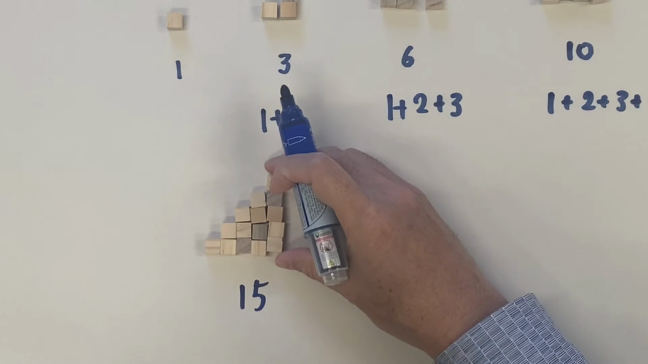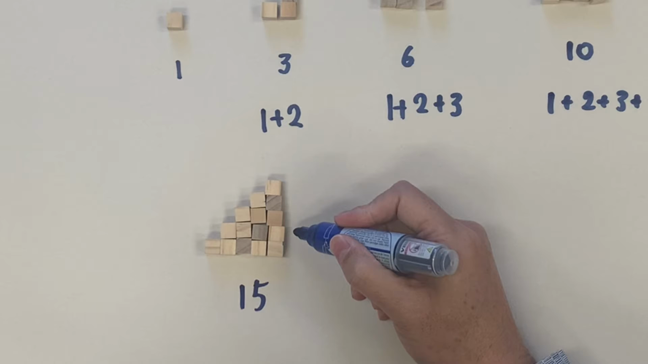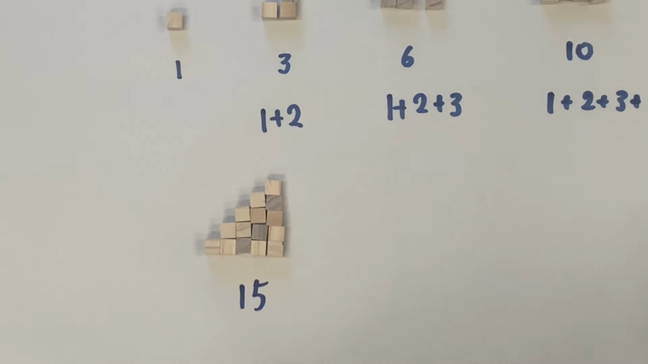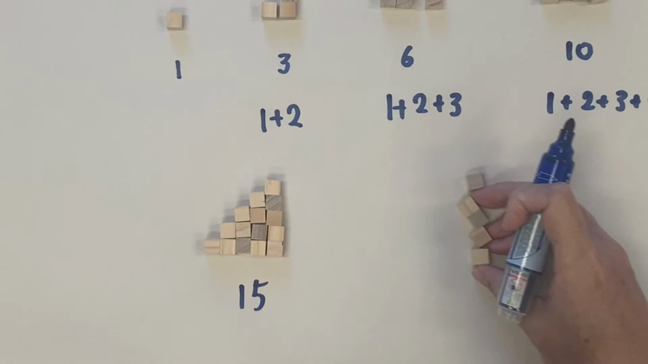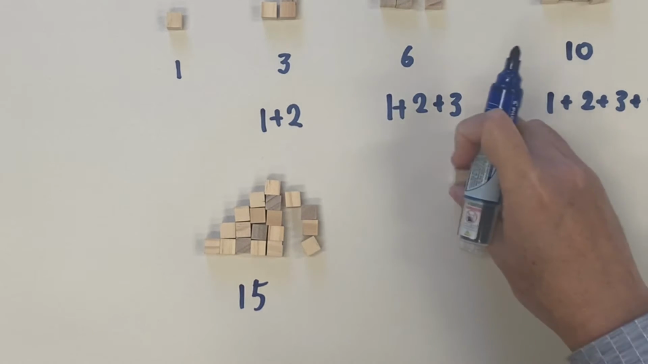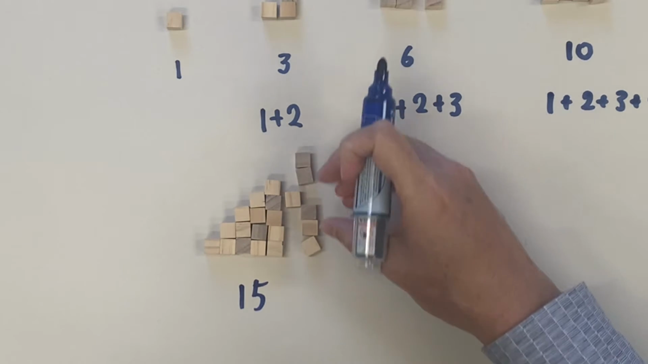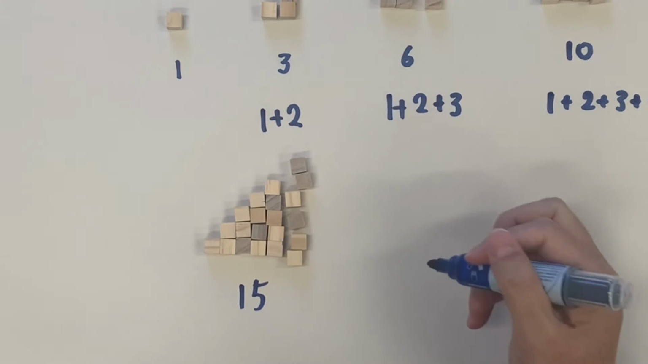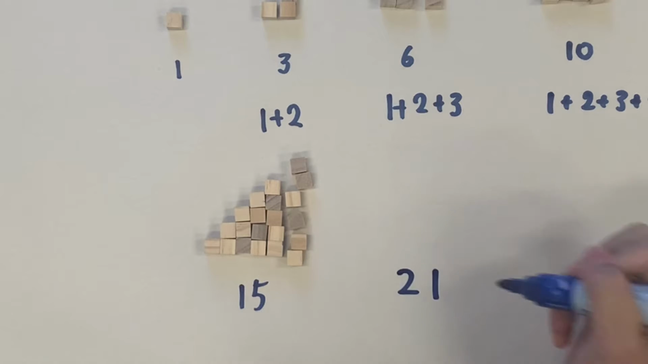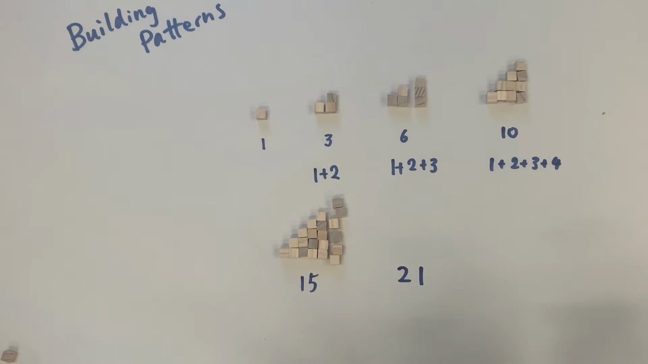And the next one is adding, well, the next wall is 6 more. So that will be 15 plus 6. What is it? So this will be 21. If you want to, you can make the next one.